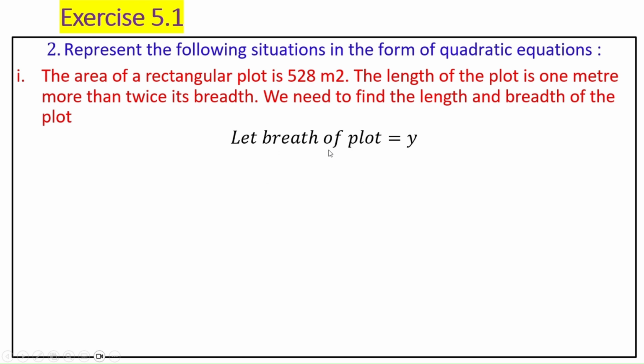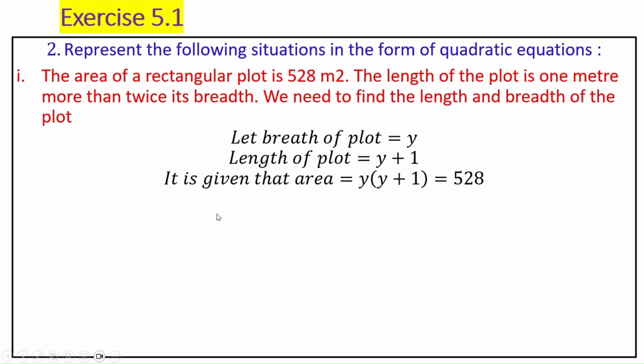Let the breadth of the plot be y. And the length of the plot will become 1 meter more, right? So it will become y plus 1. Given that y into y plus 1 is 528 meter square, right? So if we expand, it will become y square plus y minus 528 equal to 0. This is a quadratic equation for us.